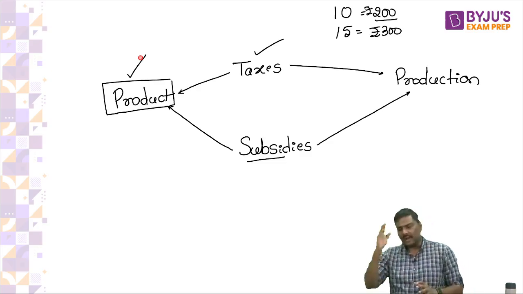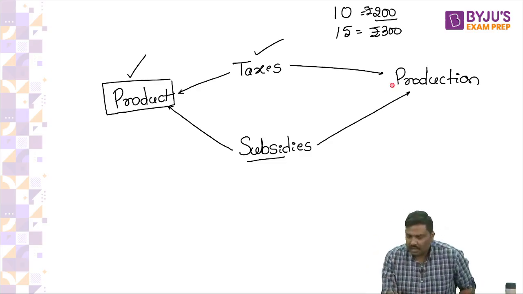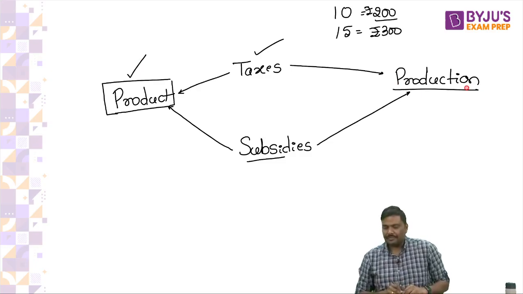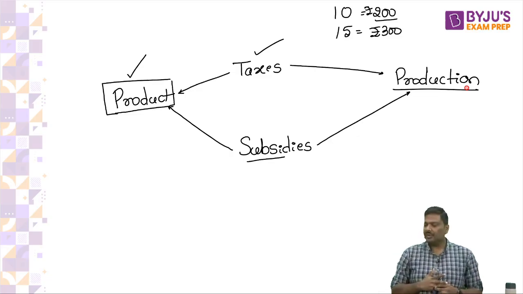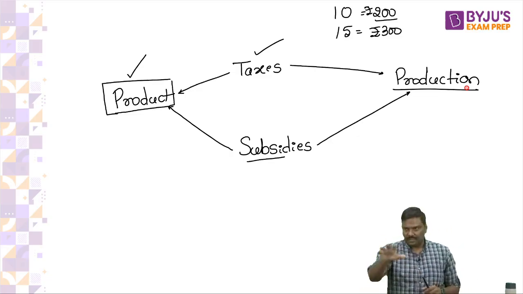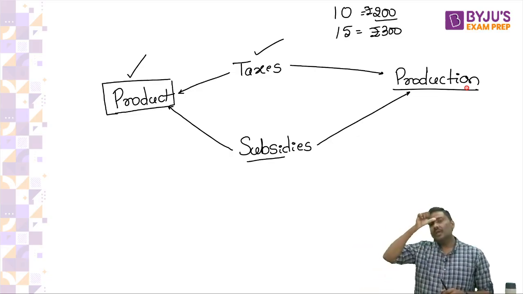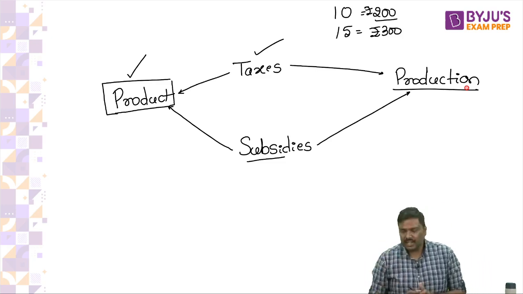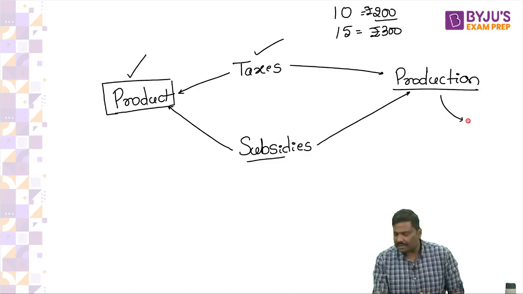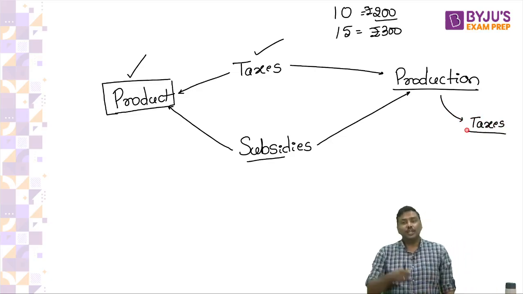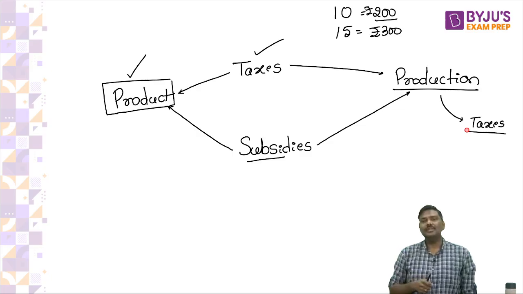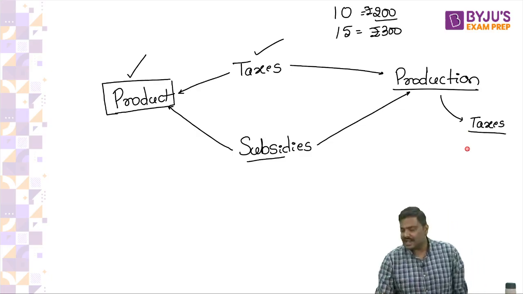Okay. Now come to the other side, production. Imagine you will purchase a land. When you purchase a land, you will pay taxes to the government. I hope you know this. Sir, what kind of taxes? Stamp duties.